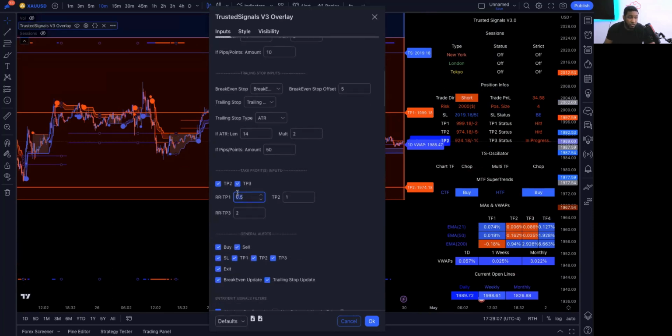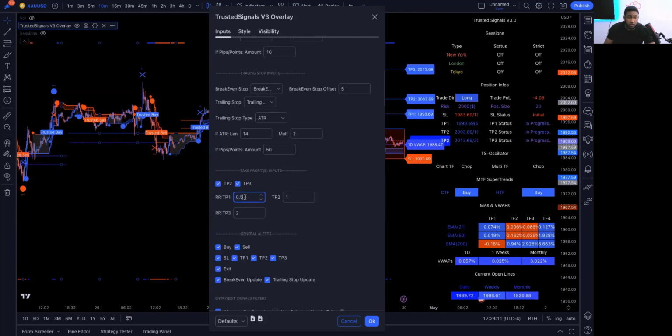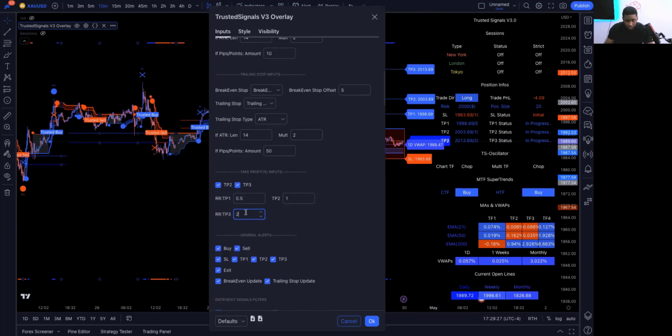My take profit structure. Take profit one is half of that, right? So now I want a 5-point take profit one. 1 times 10 is 10 points. 1 times 2. So it's 15 points. I'm sorry, 20 points. So maybe I want 1 point, right? And then I have my trailing stop inputs. If I have my break even at the TP1, break even offset is going 5 points into profit.